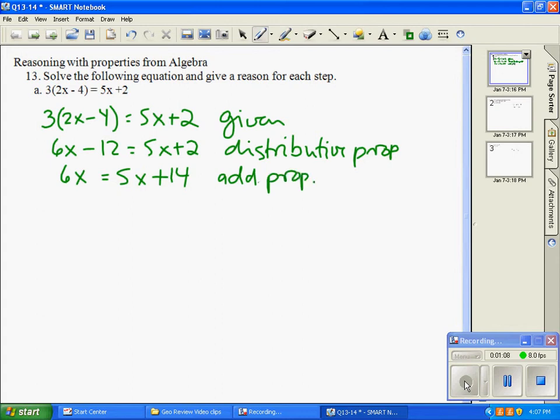of equality. And the last thing I would do is subtract 5 from both sides. So I get x equals 14. And that's subtraction property.